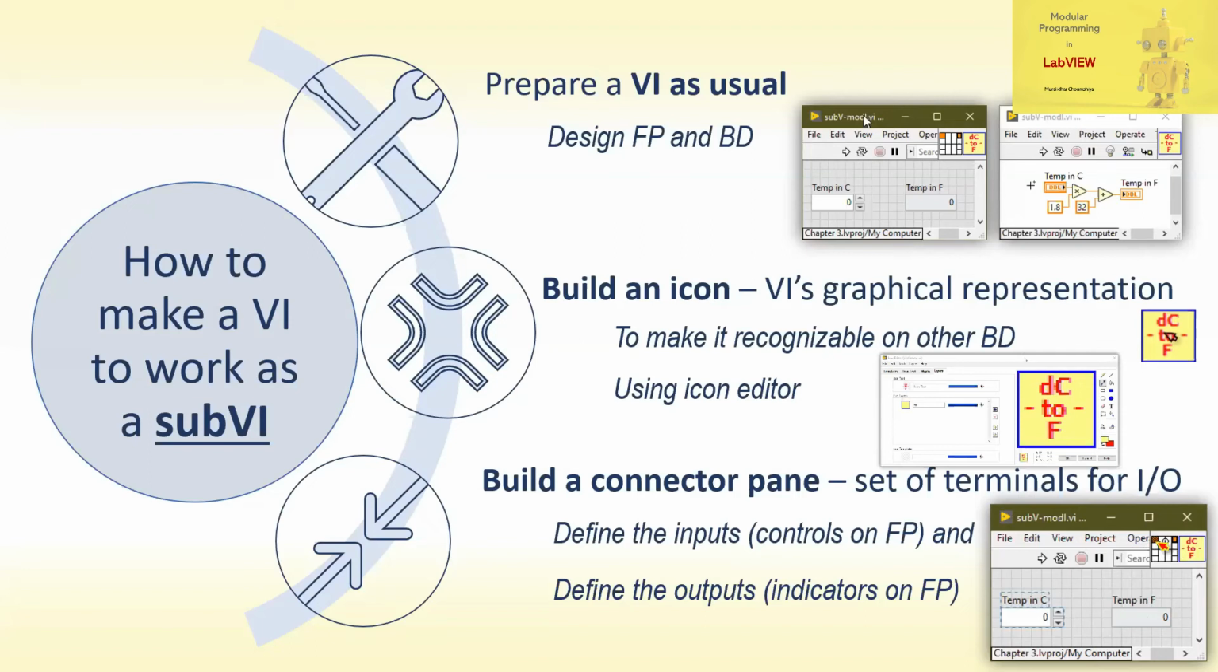There is one constraint here. We always put inputs on the left side and outputs on the right side. Control is input and indicator is output. Click here, click here, and it will be connected, like this point belongs to this. So this connector pane enables us to define connections for the VI as inputs and outputs. These connections will appear on your VI when you put that SubVI onto another VI. So inputs as controls, outputs as indicators.